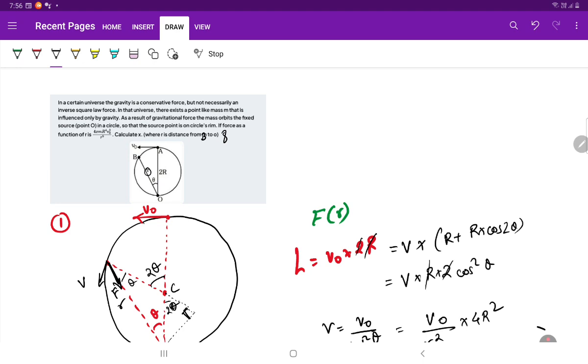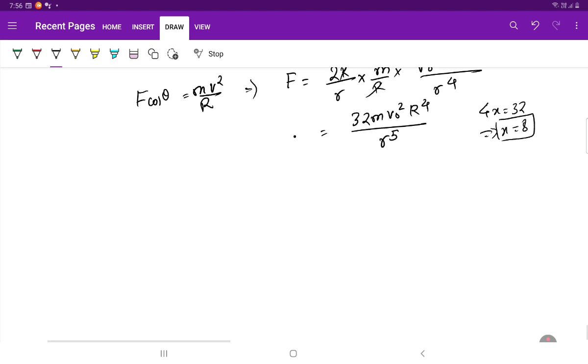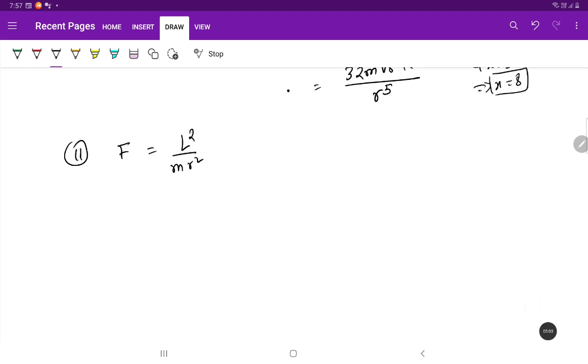Now I also told you about the second approach. The second approach actually involves a formula, that is, force as a function of r can be written as L square by small m into r square into the double differentiation of 1 by r with respect to theta plus 1 by r, right?